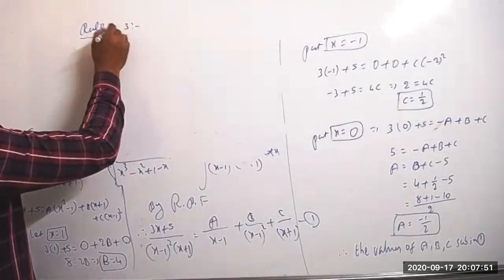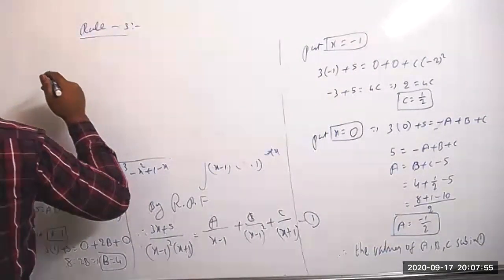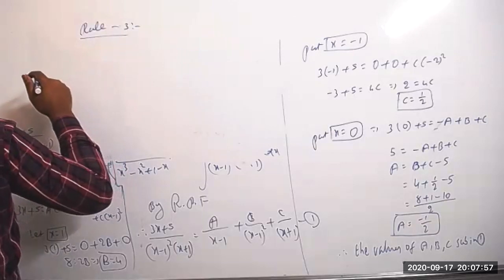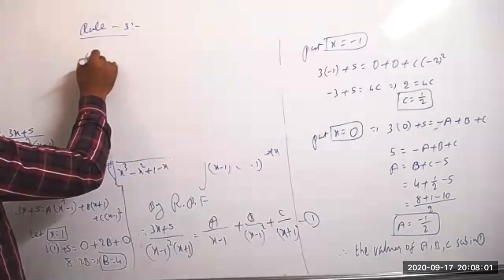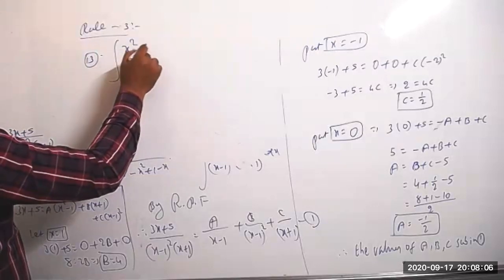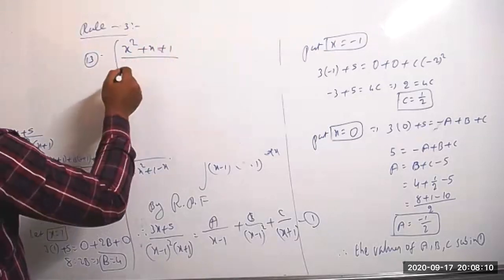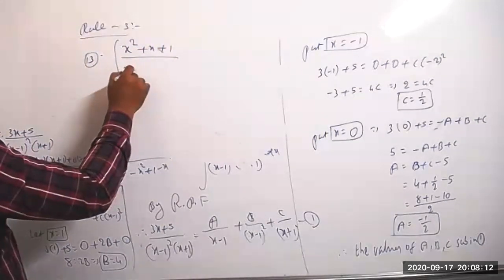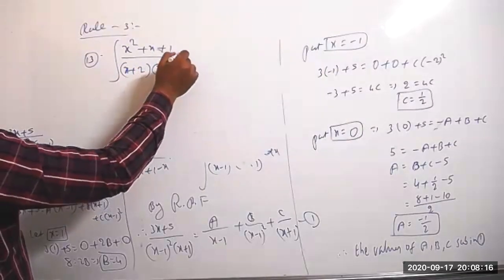Rule 3. Integration of x square plus x plus 1 whole by x plus 2 into x square plus 1 into dx.